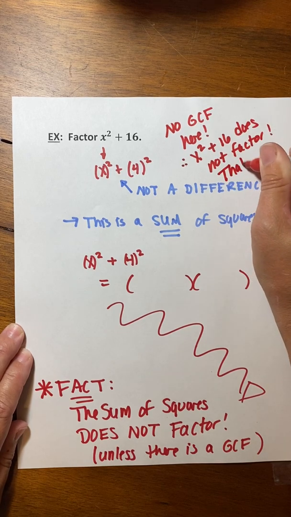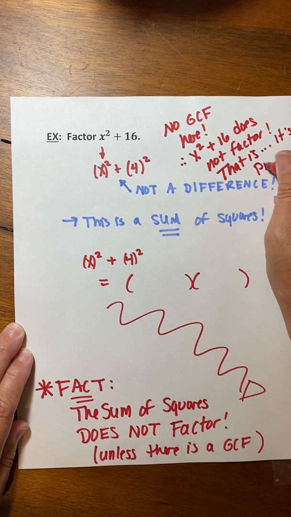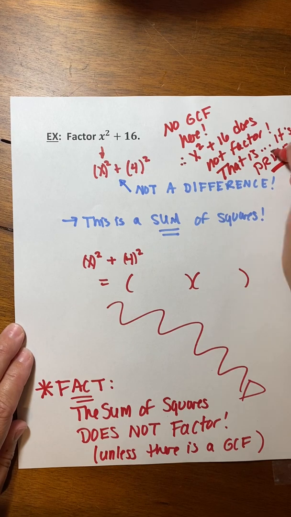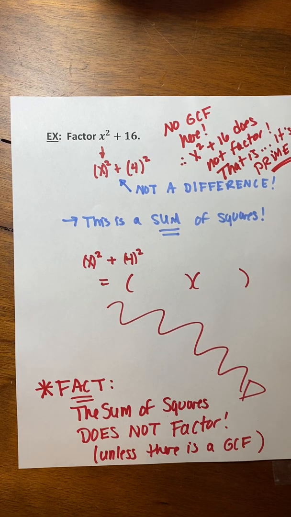That is, it's prime. When we have an expression that does not factor, we call it prime. The sum of squares, unless there's a greatest common factor, does not factor.